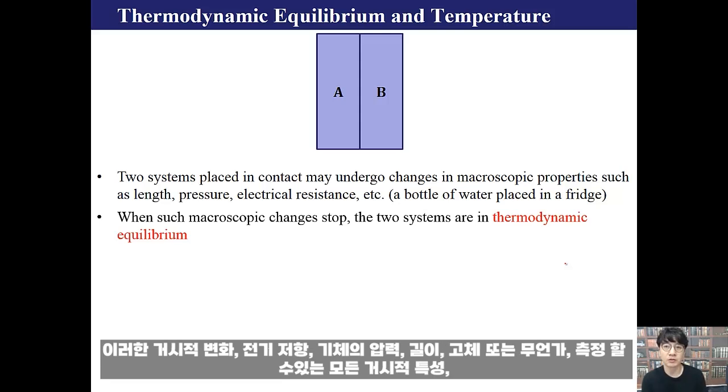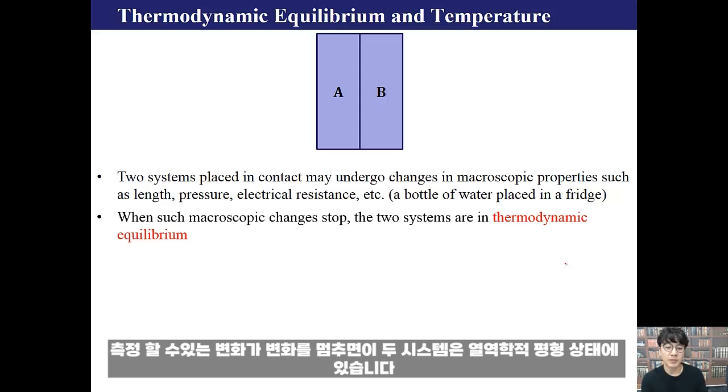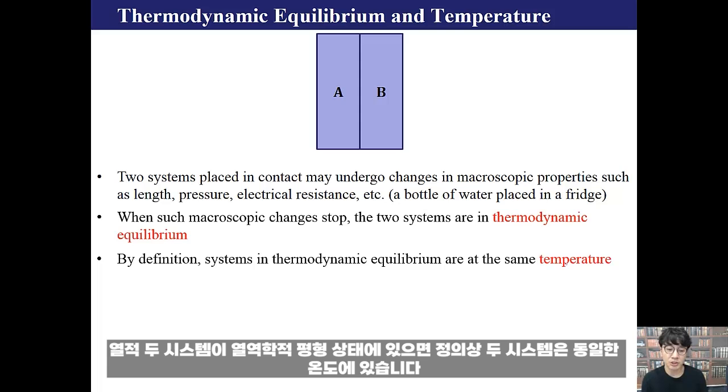When those macroscopic changes that can be measured, such as electrical resistance, pressure of a gas, or length of a solid, stop changing, then those two systems are in thermodynamic equilibrium. When two systems are in thermodynamic equilibrium, then by definition, they are at the same temperature.